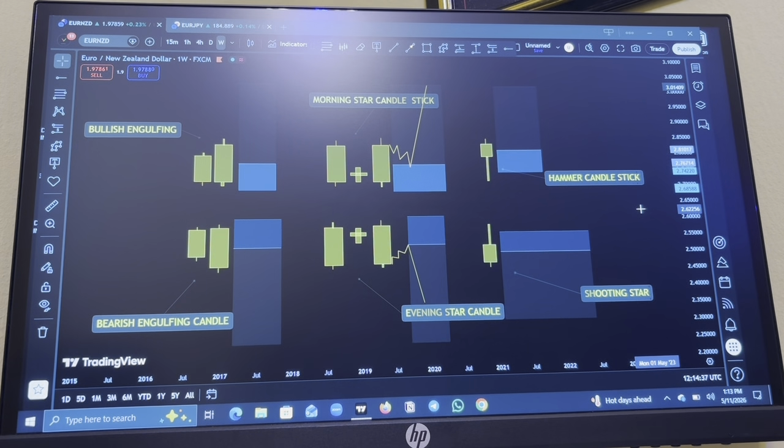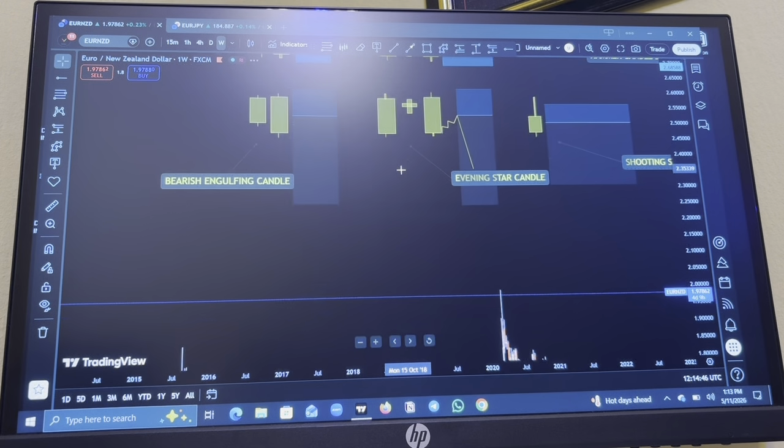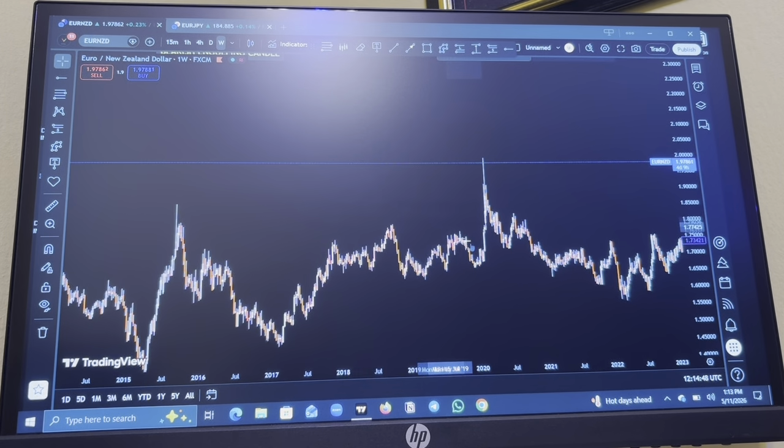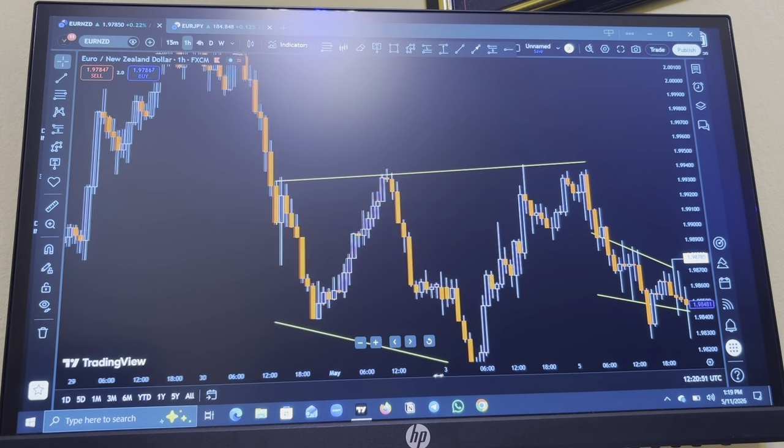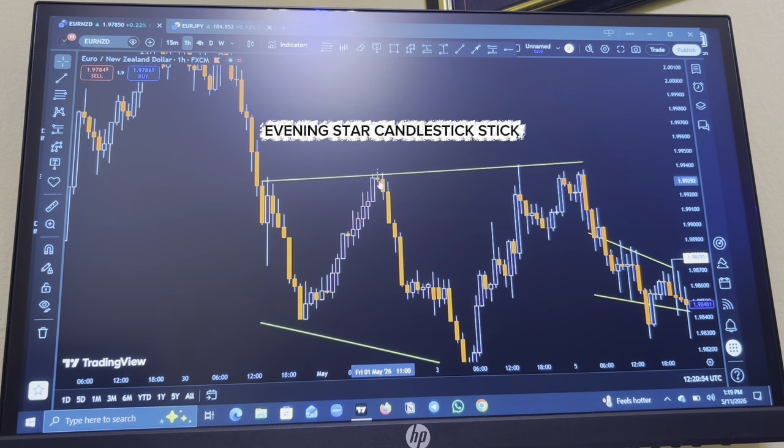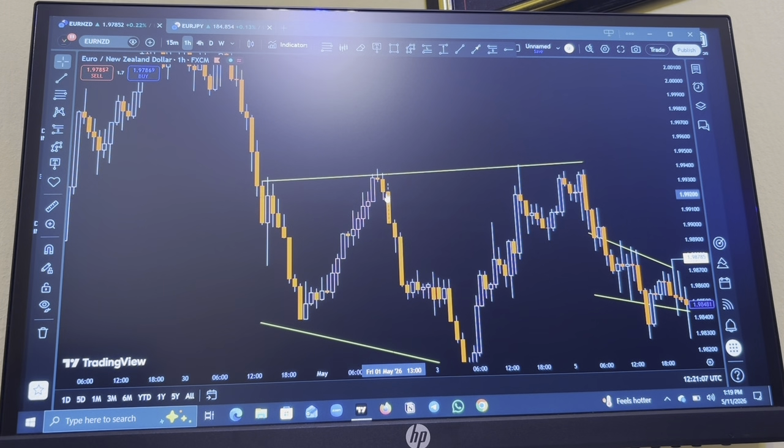Let's go to the chart now and see how we can spot one of these candlesticks that I just explained. Let me save this. This is Euro New Zealand dollar, and to show you how these candlesticks present themselves, see it very well. This is a bullish candle, and then this is a doji candle, meaning there's indecision in the market. This is a bearish candle. You can see how this market retraced 50%.